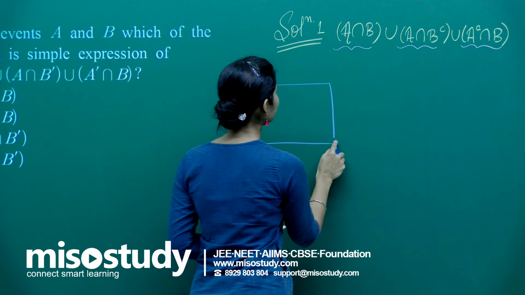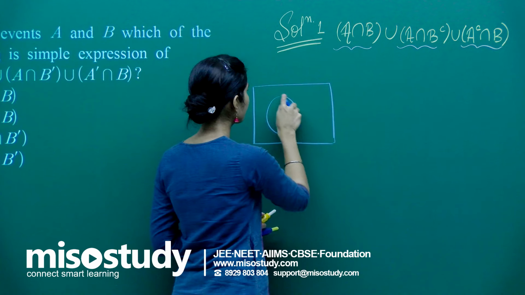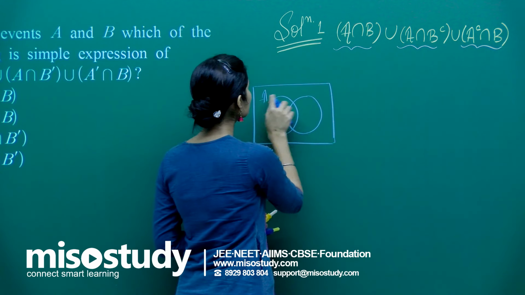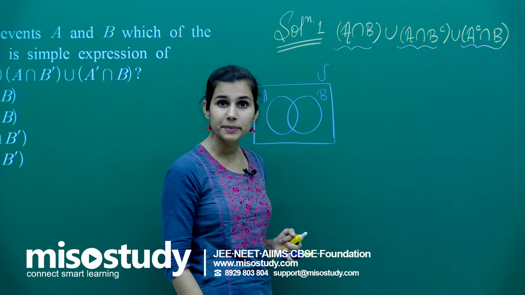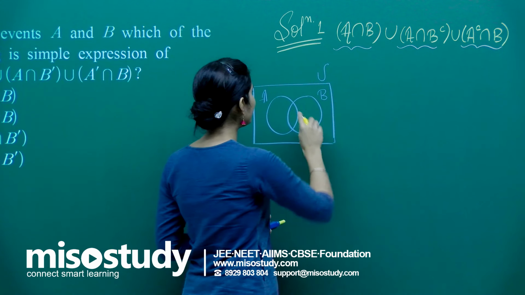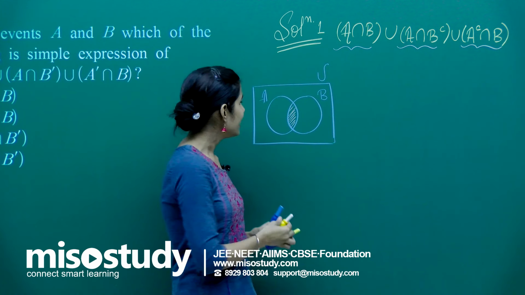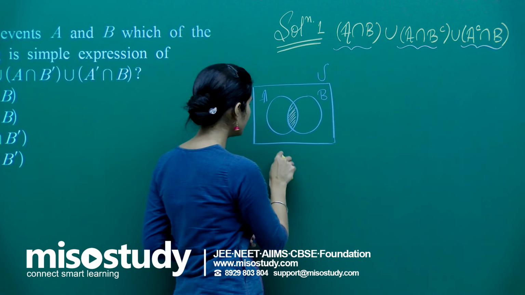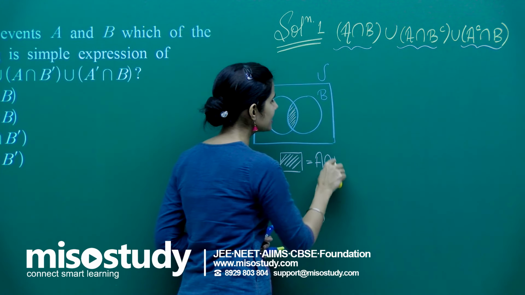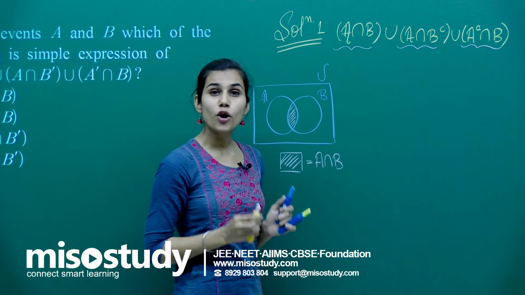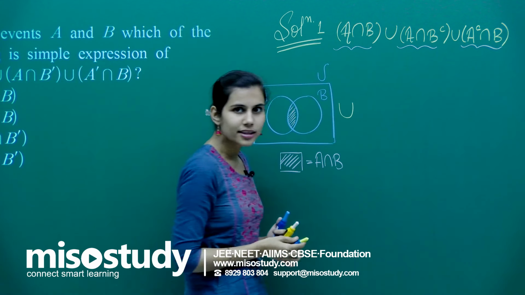The very first Venn diagram will be related to the first expression, A intersection B. All of us know that if A and B are two distinct sets, then how is A intersection B represented? A intersection B is the common portion between A and B. Now this shaded portion here represents A intersection B.